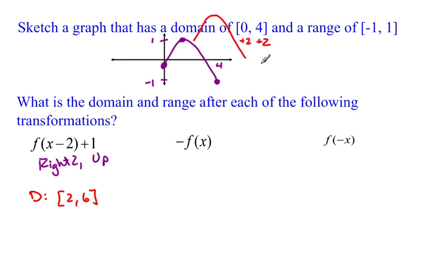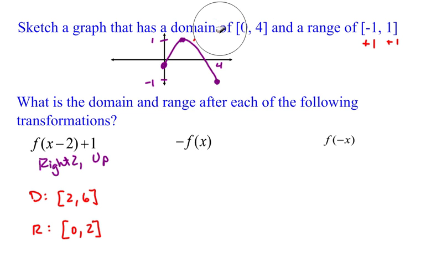Similarly, for the range, since it went up 1, I can add 1 to both of these values, and I can see that my range is going to go from 0 to 2 because -1 plus 1 gives me 0, and 1 plus 1 gives me 2. And I can see that on my graph here. My low value here is at 0, and my high value is now at 2. All right, so let's get rid of some of this and move on to our next one.